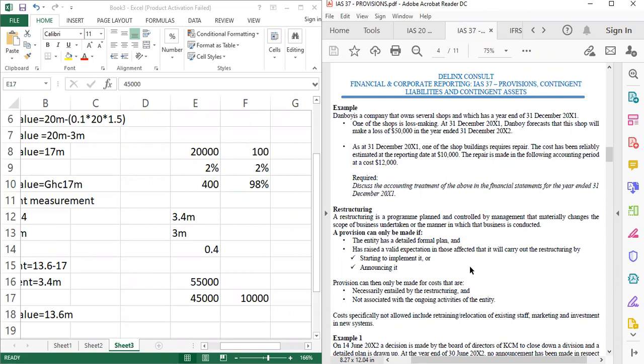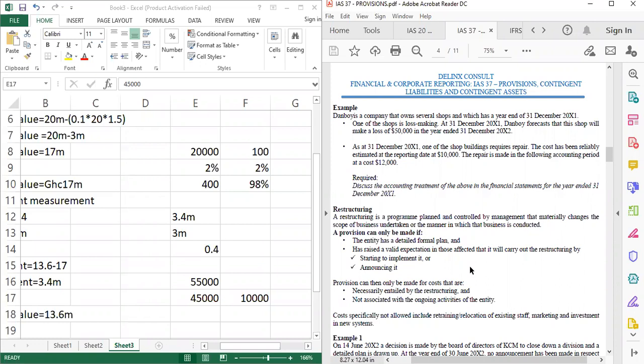Not associated with the ongoing activities of the entity. Costs specifically not allowed include retraining, relocation of existing staff, marketing and investment in new systems. If you are retraining the people, you are retraining them for a different job. That is not relating to the restructuring. The restructuring is a cost that is going to make the people lose their job, or a cost that is going to make the people be idle, not doing anything. But the cost that will still be engaging people has nothing to do with restructuring.